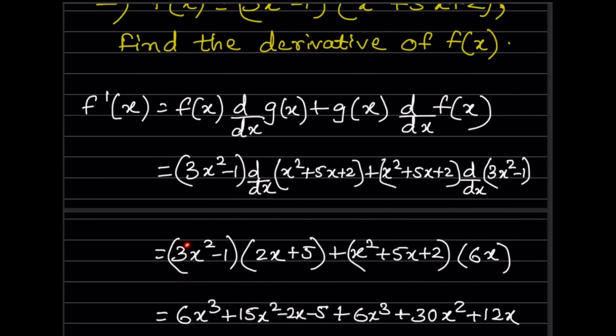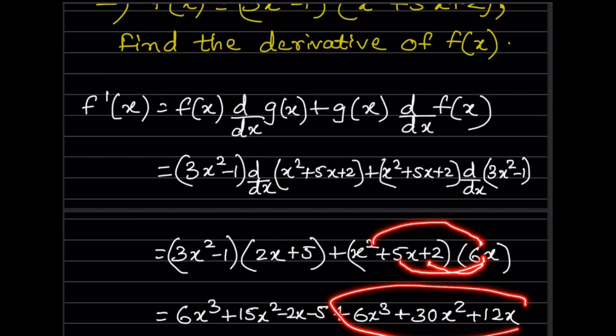So when we expand this one, this is going to be 6x cubed plus 15x squared minus 2x, and this is going to be minus 5. So this is here, plus sign as it is. Again for this one, this into this, that is going to be 6x cubed, then plus 30x squared, and this is going to be plus 12x.